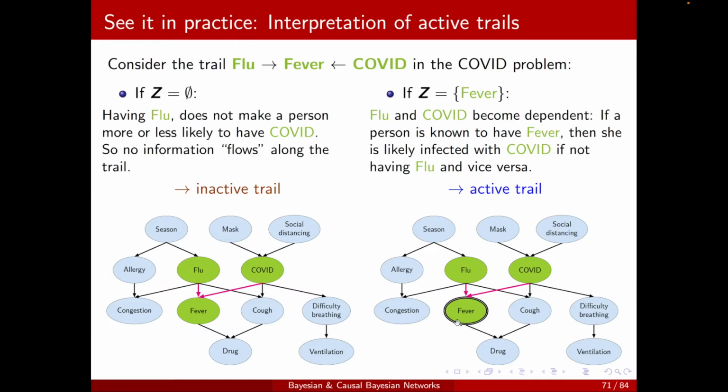But then once I observe something, if I know that the person now has fever, and you tell me that the person does not have flu, I will ask, where is the fever coming from then? So it makes the person more likely to be infected with COVID and the other way around. So this time the trail becomes active because this node in the V structure is observed.